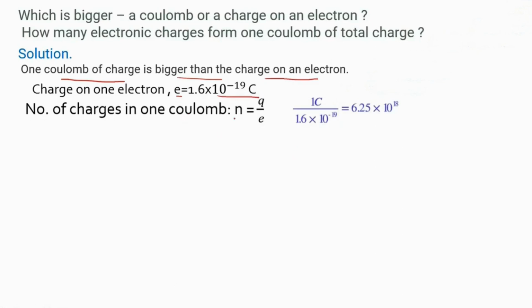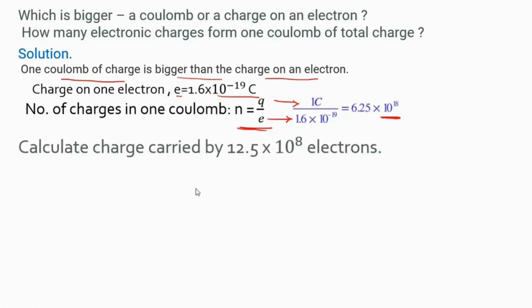So for that we have to use the formula N equals Q by e, which is based on the quantization of charges. Here we have to put the magnitude. For Q we will be putting 1 coulomb. For e we have to put its numerical value, 1.6 into 10 to the power minus 19. On solving this, we are going to get 6.25 into 10 to the power 18 electrons. So in 1 coulomb this many electrons are present, and the charge on one electron is this much coulomb. So naturally what we can say is that the number of electrons present in 1 coulomb of charge is 6.25 into 10 to the power 18. So obviously 1 coulomb of charge is bigger than the charge on an electron.